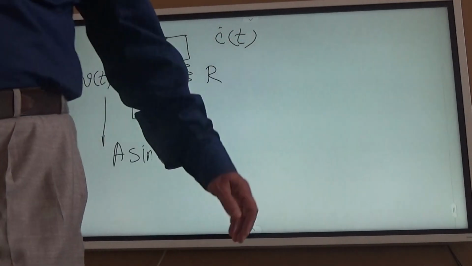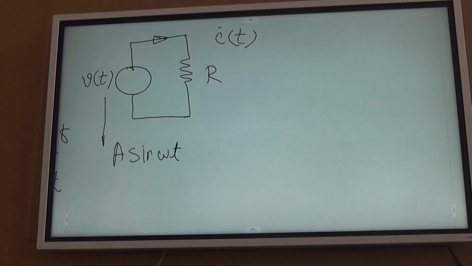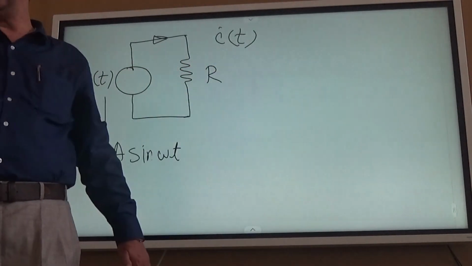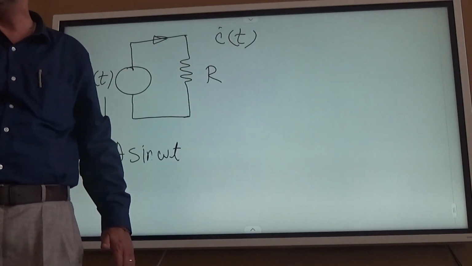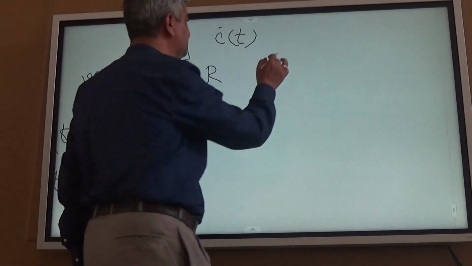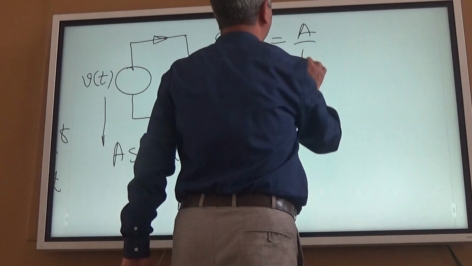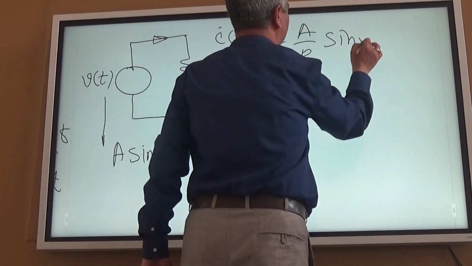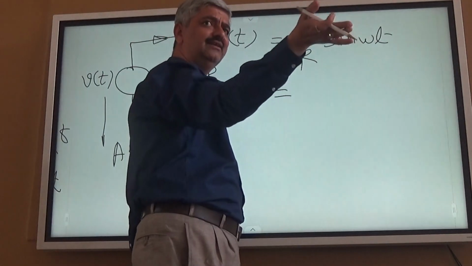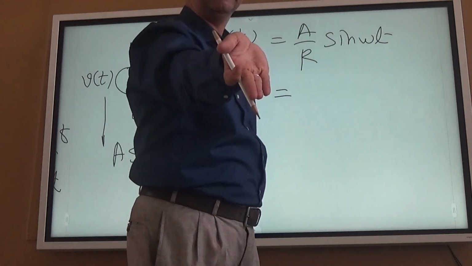I think it's a simple question. You will say that am I asking you to just kill time? IT is V by R, Vt by R. So A upon R, so IT is A upon R sine omega t. So this is some other constant. I will say B sine omega t or Ip sine omega t.